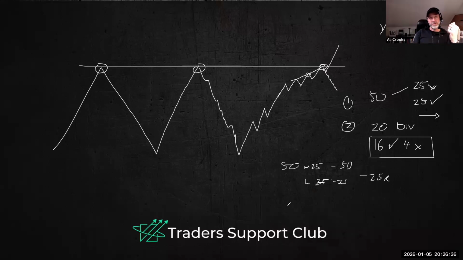If we look at our 20 trades that had divergence, 16 of them were winners. So let's use the 2 to 1 example, went in the right direction. 16 of those were winners, which gives us 32R.